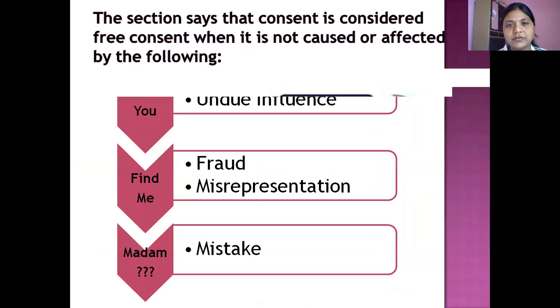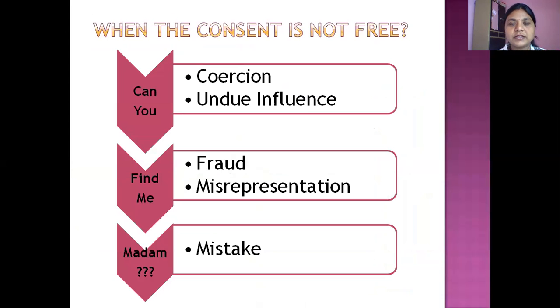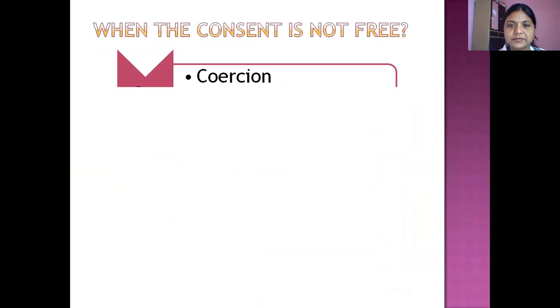So let's move further. When the consent is not free, I have made one sentence on this so that you can memorize it very clearly. Can you find me, madam? Coercion, undue influence, fraud, misrepresentation, mistake. So please remember this line so that you can easily recall the 5 elements that make the consent not free.